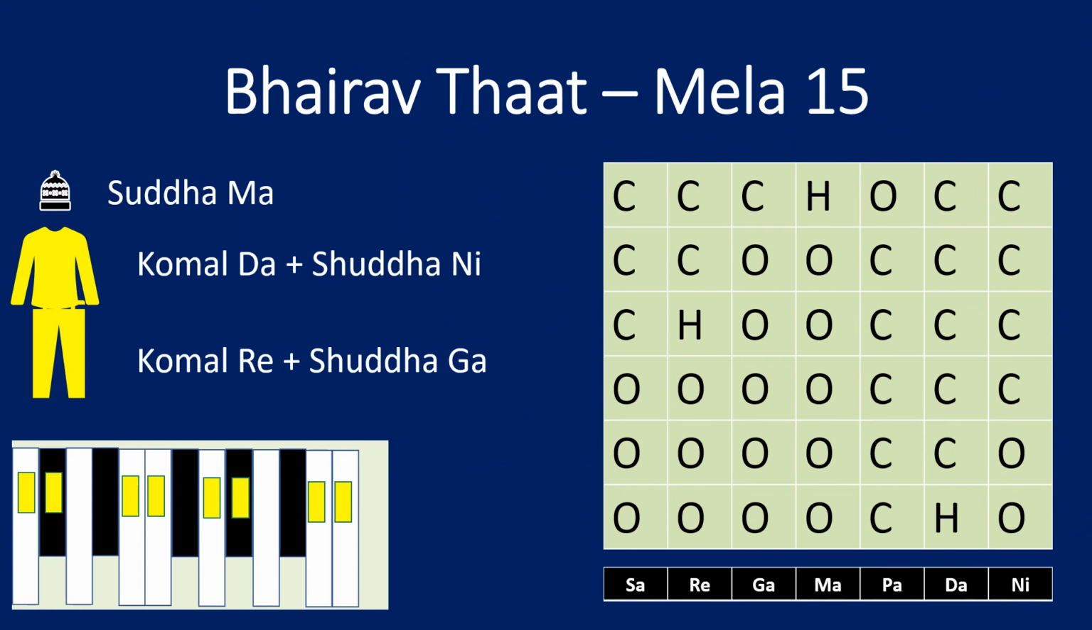The 10th or the last Thaat to explore is Bhairav. The name sounds very much like Bhairavi, but it's nothing like Bhairavi. It's called Bhairav. Here in Bhairav, this is a symmetrical raga because the Da-Ni combination is the same Komal Shuddha combination as the Re-Ga combination. On the piano keyboard here, only the Re and the Da are the black keys.